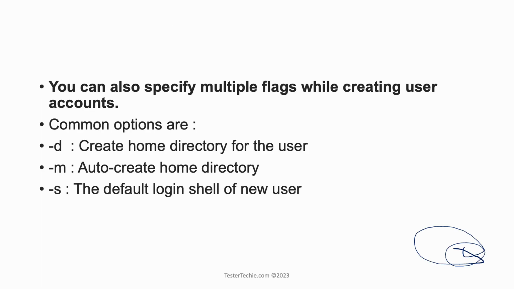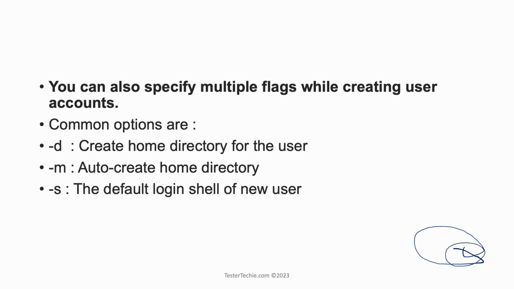Okay, so with the useradd command, you can use multiple options like -d to specify the home directory for the user, which is important. Then -m auto creates the home directory. You don't have to manually specify. So the difference between -d and -m is, if you use -d alone, then you have to specify the home directory path like /home/testuser. If you use -m, then it will automatically pick /home and then the user account name.